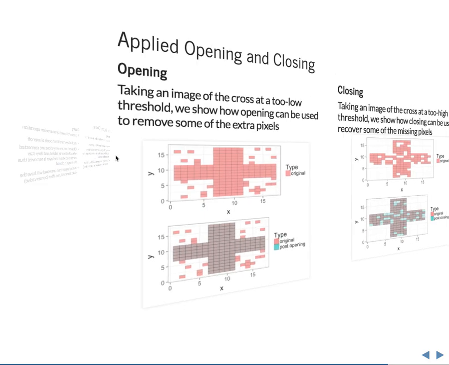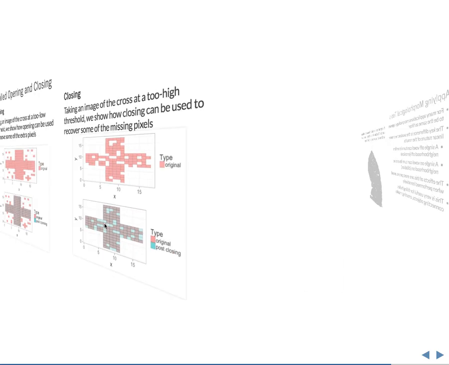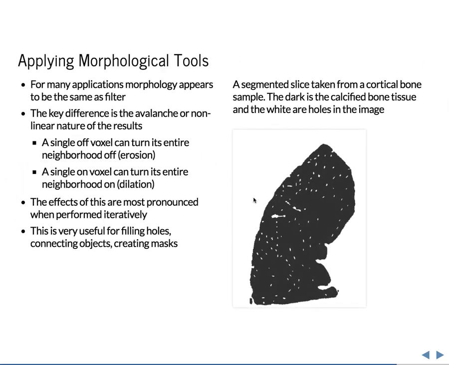And so this is where opening and closing come in, where opening gets rid of all those small objects and keeps the core cross structure the exact same size. And closing fills in all of the holes without making the cross fundamentally thicker or bigger. And so we see that those operations complement each other quite well and can be very useful for processing these kinds of images. So you can apply this to a bone sample or a number of different images.